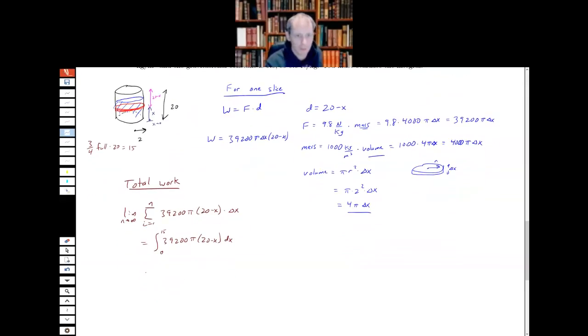Okay, so we have to evaluate the integral, but that's an easy enough integral. I'm just integrating 20 minus x dx from 0 to 15 with that big messy constant out front. So when I integrate, I get 20x minus 1/2 x squared. So we get 20 times 15 minus 15 squared over 2, and then subtract 0, right? Because I plug in 0, I'll get 0.